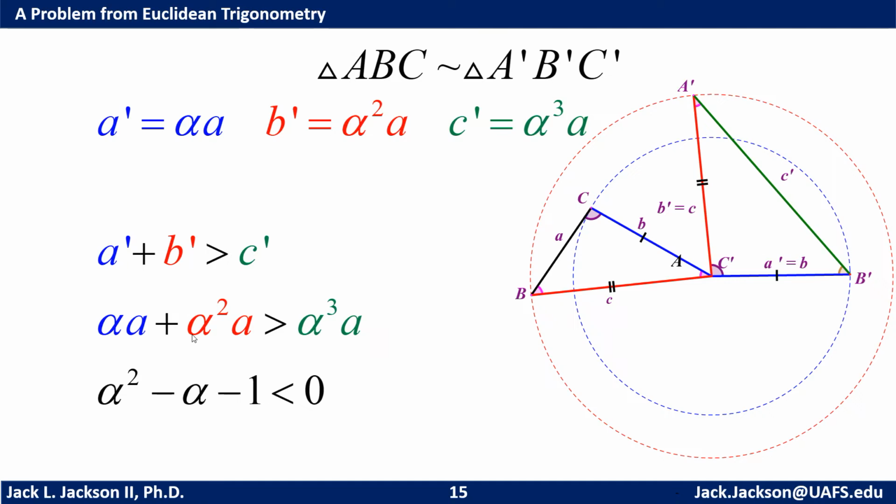Subtract alpha and alpha squared from both sides. That gives us 0 is greater than alpha cubed minus alpha squared minus alpha, and then divide everything by alpha. The powers all go down 1, and now we've got alpha. This gives us this equation.